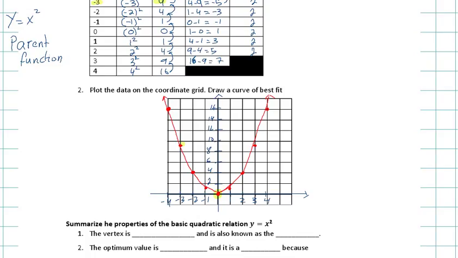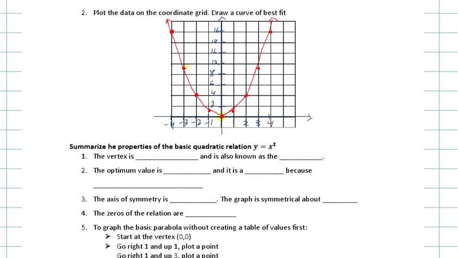So let's write that. The vertex is 0, 0, and is also known as the origin. It is a turning point, but because the location of it is at the origin, that's what they want.